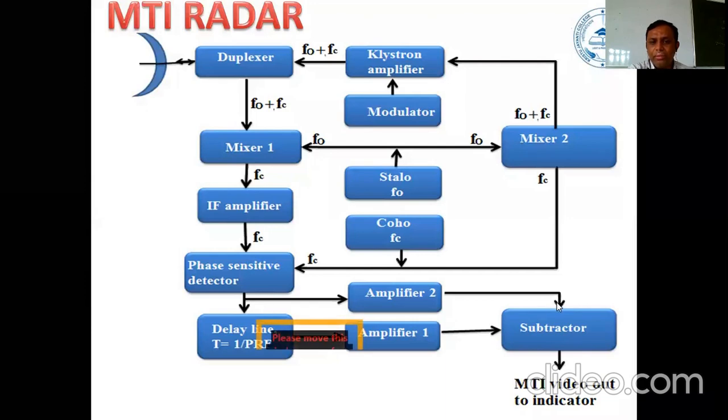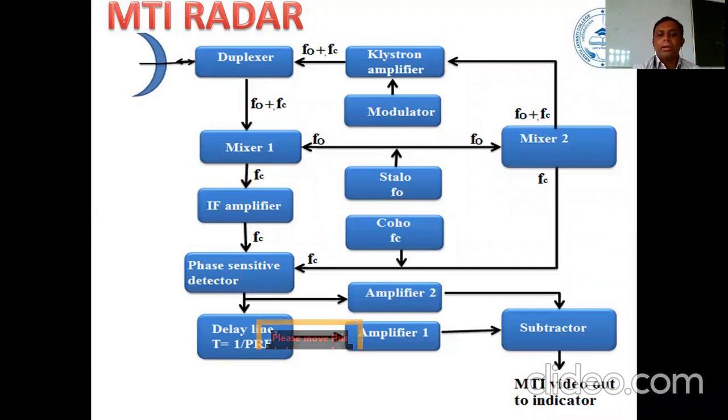The signal of amplifier 2 and the signal of amplifier 1: whenever there is a change in the phase shift, that is identified, and the subtractor will produce the output. The output of this radar will be one number, and that number is nothing but the velocity of a moving target. So this radar has identified the moving target, and it is also giving the velocity of the moving target. This radar finds an application where we are trying to find a moving target and we are interested in its velocity.